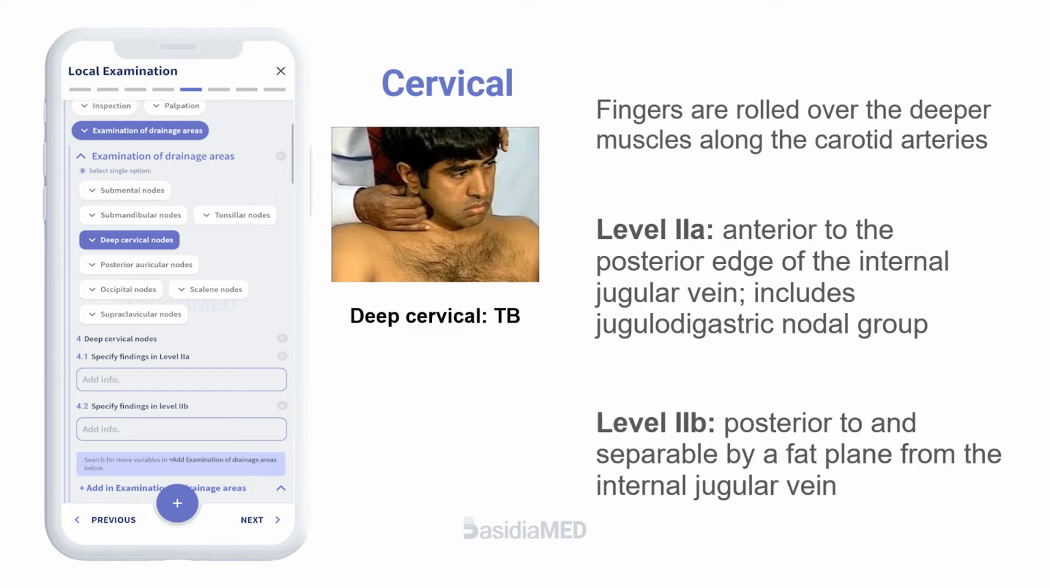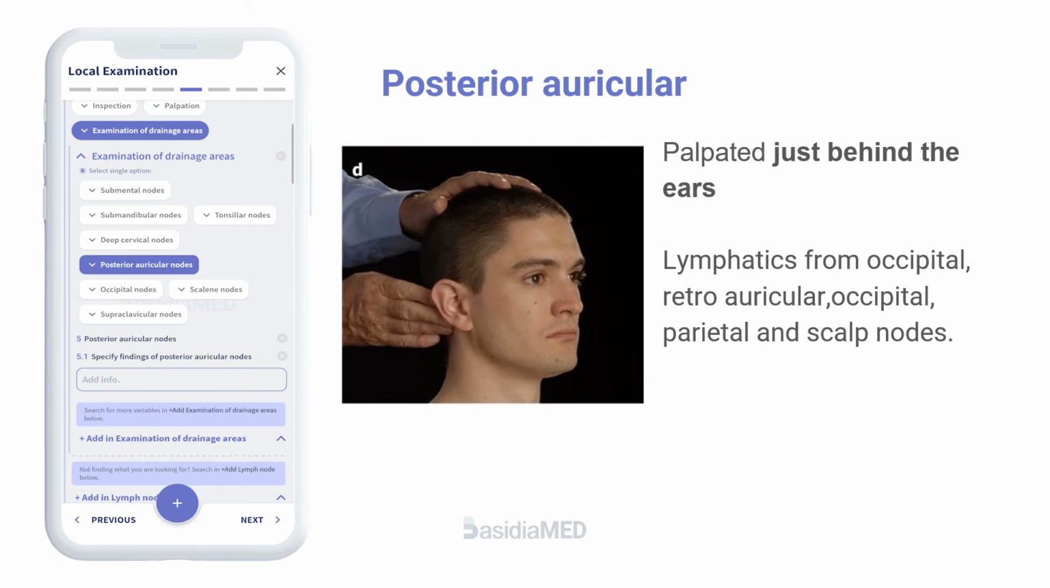The deep cervical nodes are palpated on one side at a time. Fingers are rolled over the deeper muscles, along the carotid arteries. Enlarged deep cervical nodes are seen in tuberculous lymphadenitis. Posterior auricular nodes can be palpated just behind the ears. They drain the efferent lymphatics from occipital, retroauricular, parietal, and scalp nodes.